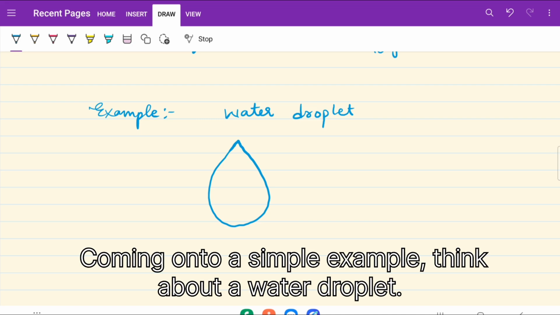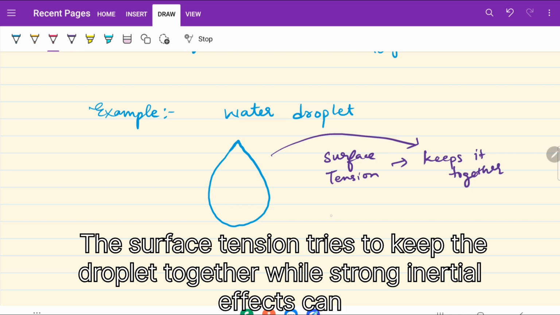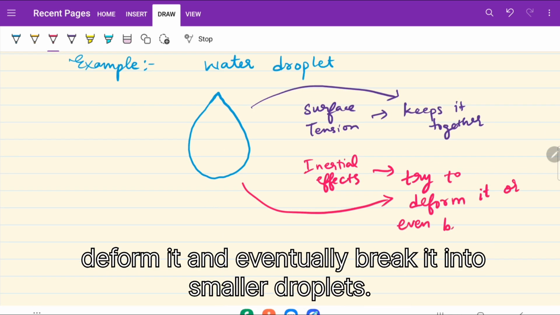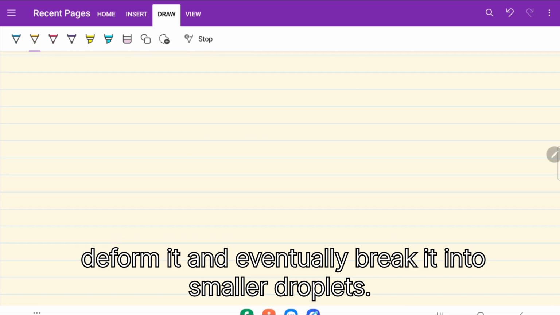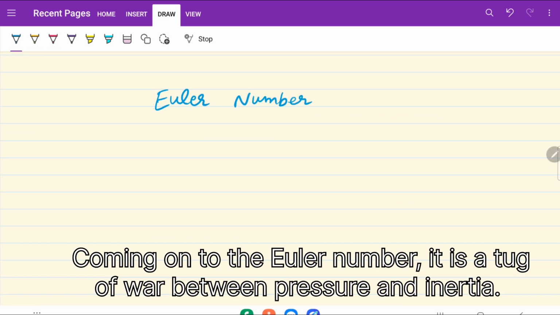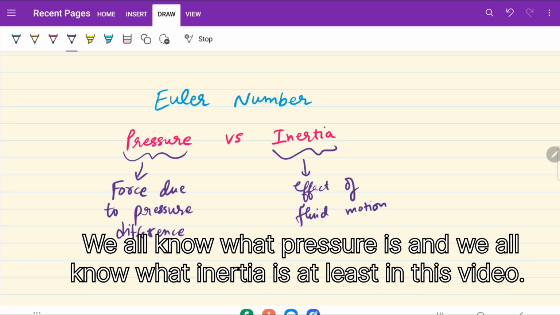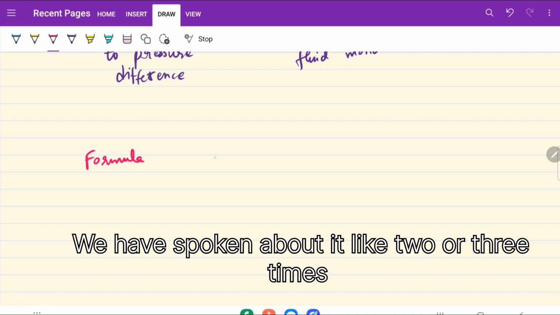Coming on to a simple example, think about a water droplet. Surface tension tries to keep the droplet together while strong inertial effects can deform it and eventually break it into smaller droplets. Coming on to the Euler number, it is a tug of war between pressure and inertia. We all know what pressure is and we all know what inertia is. At least in this video, we have spoken about it like 2 or 3 times.